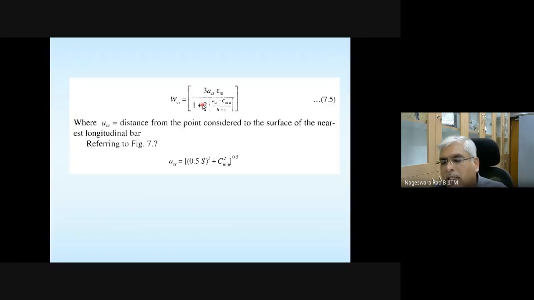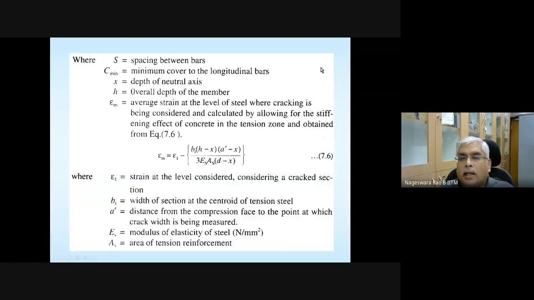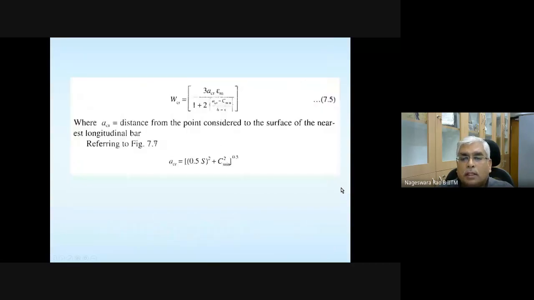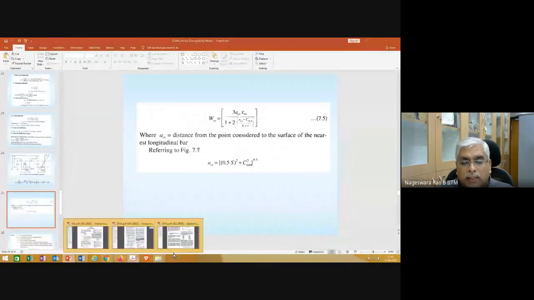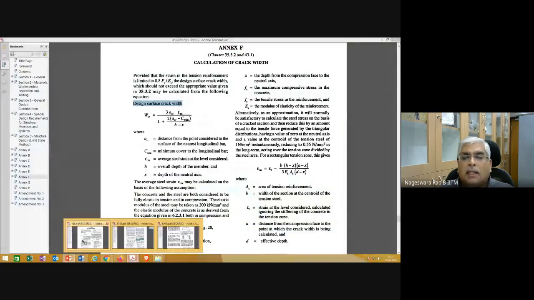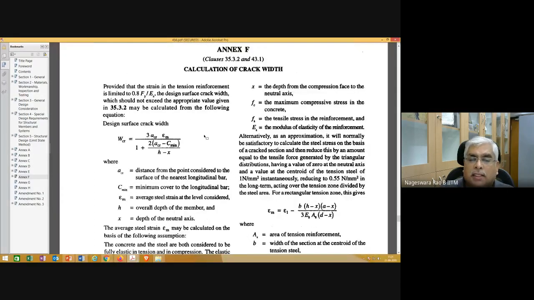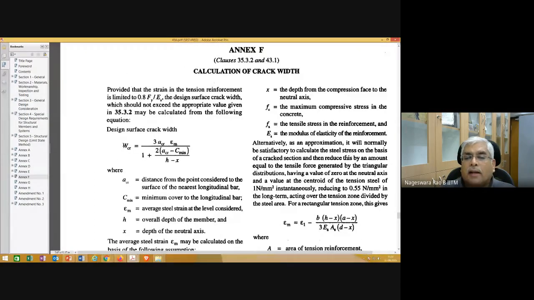Now, ACR I explained to you how to get, and the crack width equation is given in annexure F of IS 456. Let's go to IS 456. That is what is actually reproduced there on this slide. This is what the code is giving, which is empirical in nature. So the surface crack width WCR is given by 3 divided by ACR.